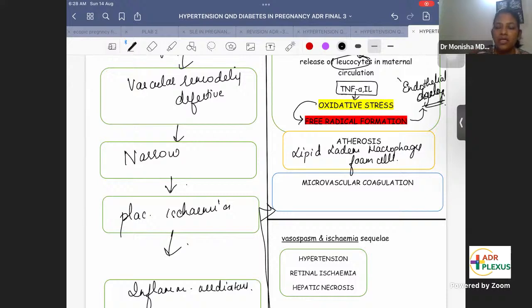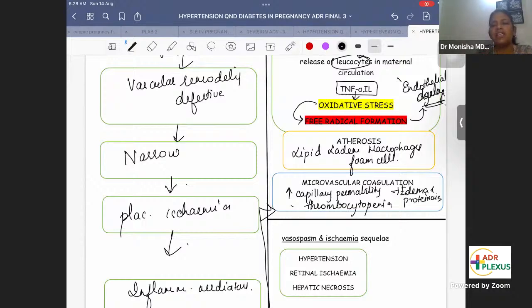When the coagulation increases, there is an increase in the capillary permeability. So when the capillary permeability increases, there is an increased chance of edema as well as proteinuria. And because of the coagulation, there is thrombocytopenia. So these are the two things you can see. So placental endothelial damage is leading to a sequence of things that is happening.